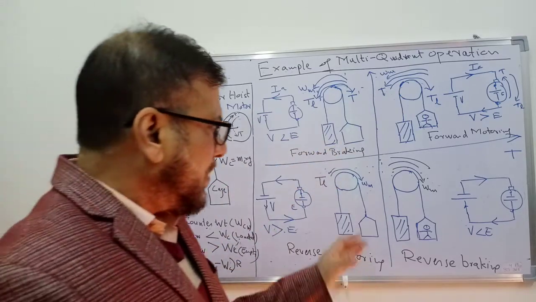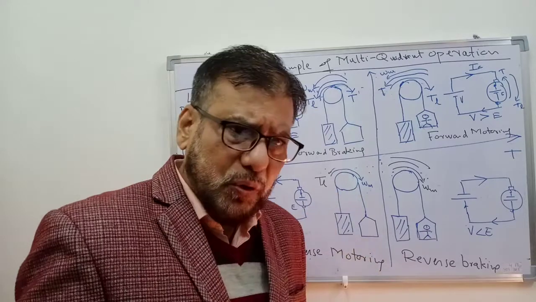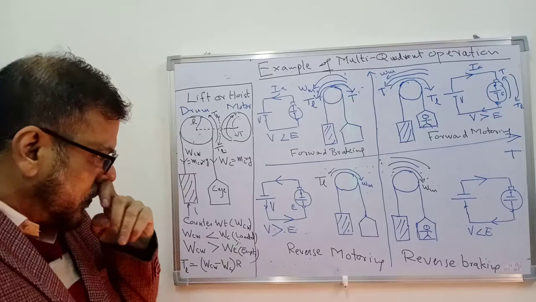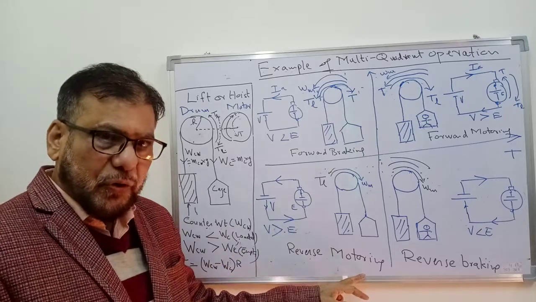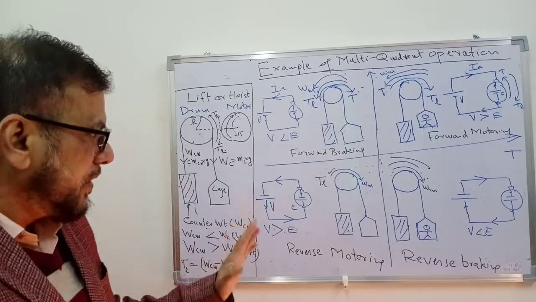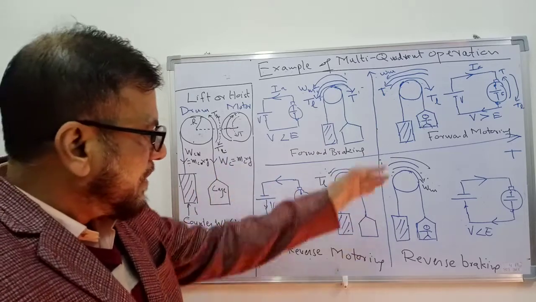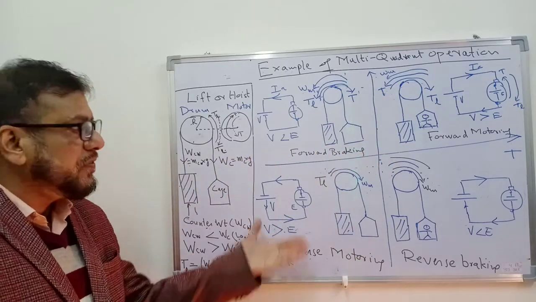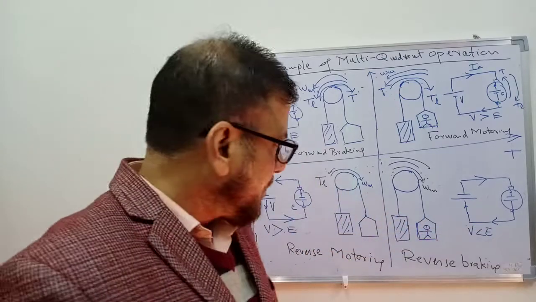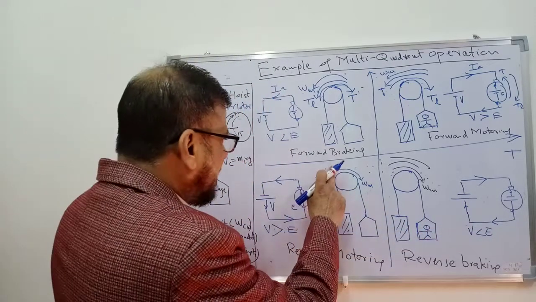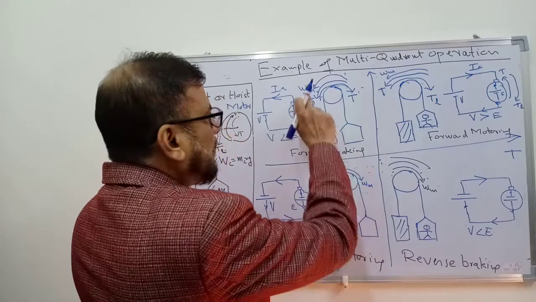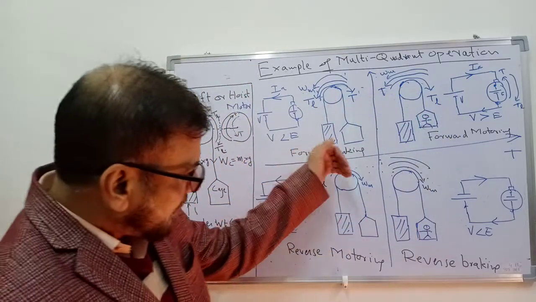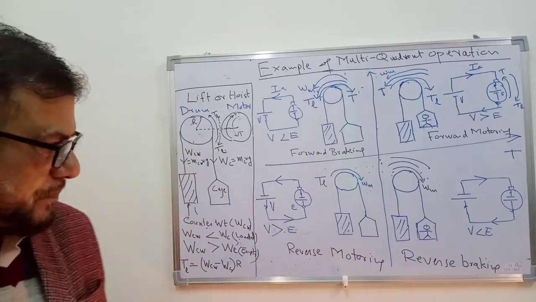In the reverse mode, let us discuss the third quadrant operation here. So it is reverse motoring mode. Third quadrant means speed is negative and torque is also negative. So we are in the third quadrant of speed torque plane. As the speed is negative, I have shown here the direction of speed is opposite to what it was for the first and second quadrants. So speed is clockwise direction.